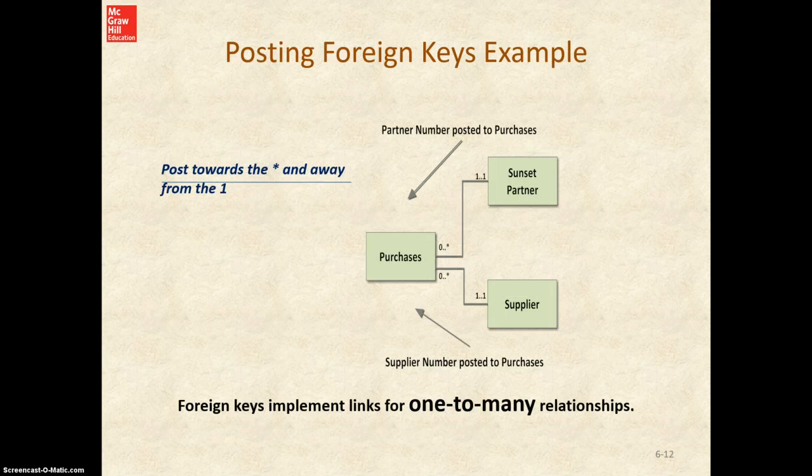So posting foreign keys example. Foreign keys implement links for one-to-many relationships. So supplier number posted to purchases and partner number posted to purchases. That way we can search purchases based on supplier or partner, as in the buyer of the company, so we can see what all of our suppliers are doing in purchases. We can see what all of our partners are doing in purchases.